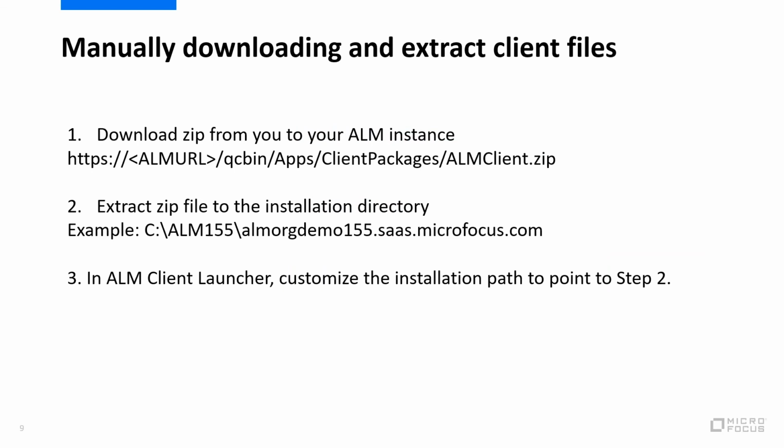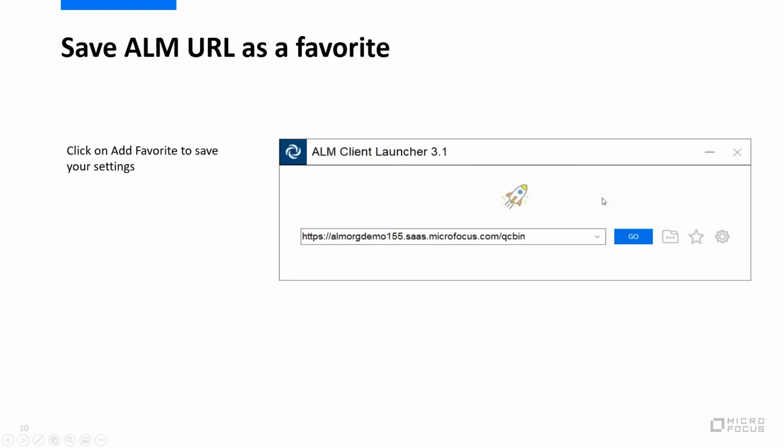So that's how to do it from the GUI. You can actually do it manually. The ALM client.zip file is placed on the server. You just need to navigate to your URL and go to QC Apps, Client Packages, and there'll be an ALM client.zip file that you can download. Once you download the file to your machine, you need to extract the content of the file into your client path folder. And then just bring up the client launcher and tell the tool where exactly you placed the client files. That's how to do it manually.